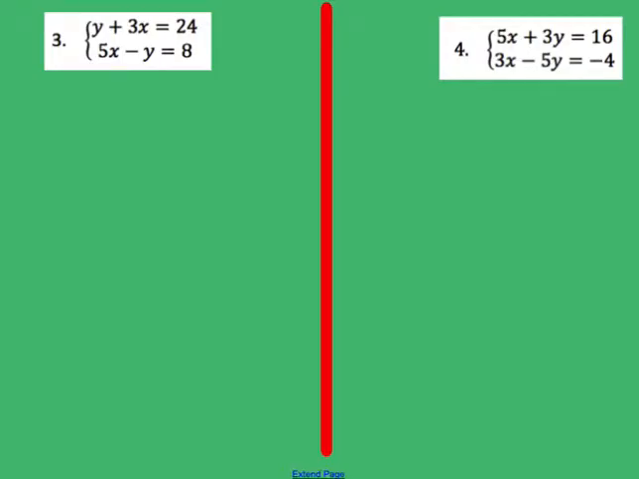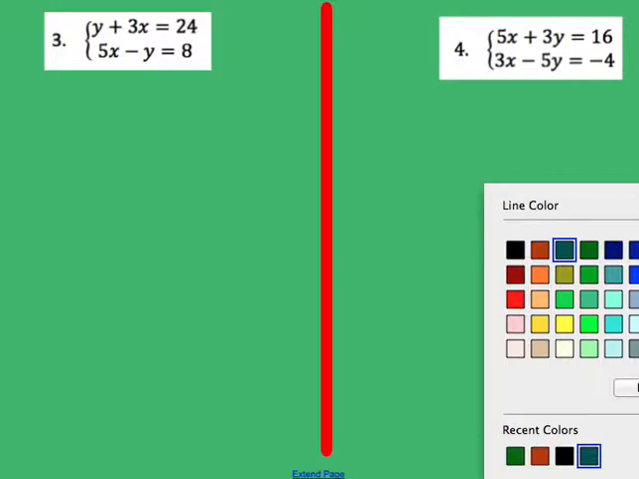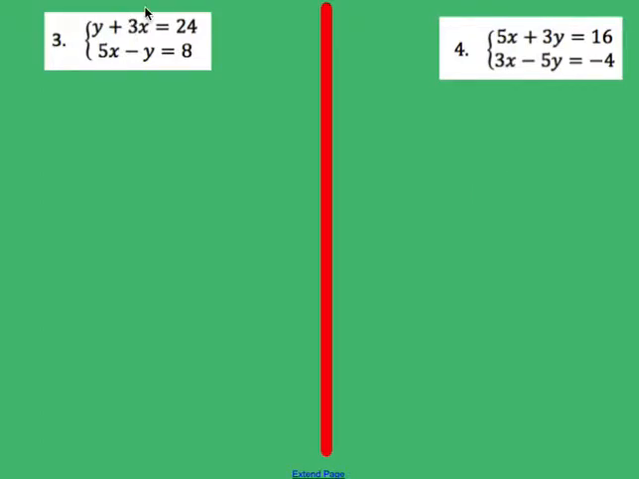Next, let's take a look at number 3. First of all, this is in standard form, but I don't have my variables lined up. So I'm going to start by doing that. I'm going to flip-flop these x's and y's. So I'm going to bring it to be 3x plus y is equal to 24, and 5x minus y is equal to 8.